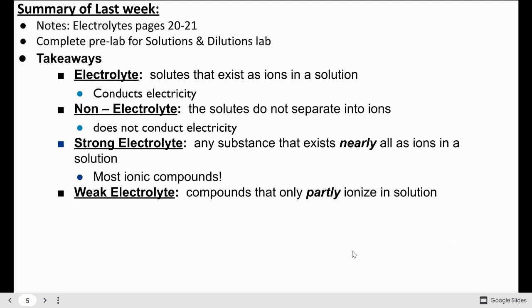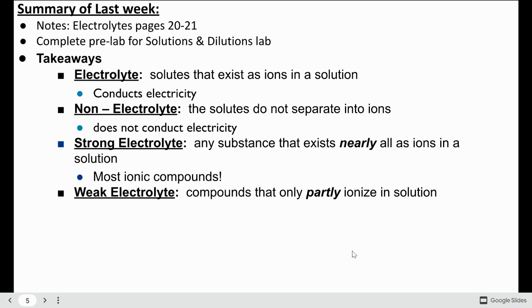And then finally, at the end of the week, we looked at electrolytes. The biggest takeaways with electrolytes: an electrolyte is a solute that exists as ions in solution. These will conduct electricity. If it's a non-electrolyte, the solute does not separate into ions, so it's not going to conduct electricity. That's not to say it doesn't dissolve. Sugar will dissolve in water, but it will break apart into its individual molecules, not into separate ions. So it will dissolve, but sugar is not an electrolyte.